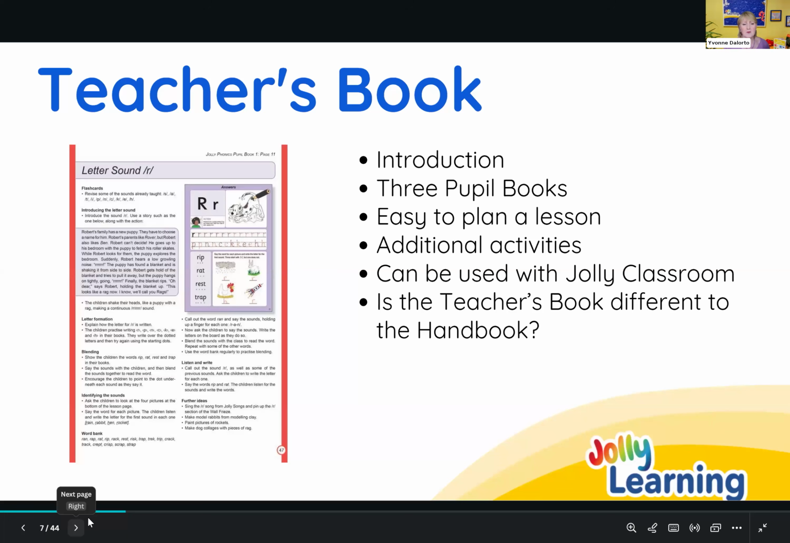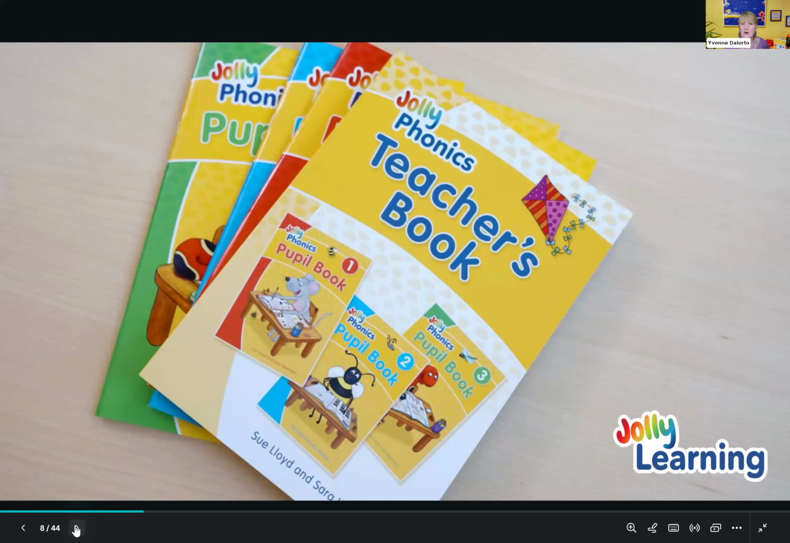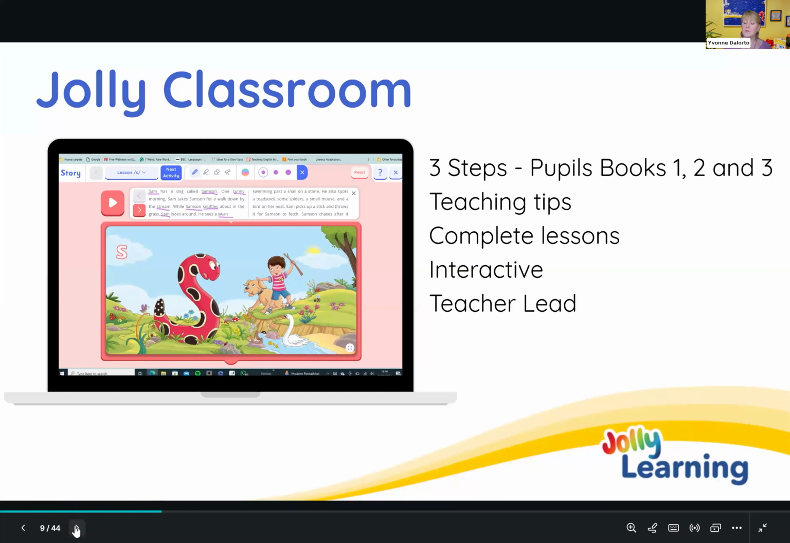And something Sue Lloyd and Sarah Wernham often say is that pretty quickly within the program, you will find through books 1, 2, and 3, you will find that usually within the first few weeks of using the program, that you will identify children who are struggling. And that's something we're going to talk about as we move on. So you've had an understanding of how the books work.